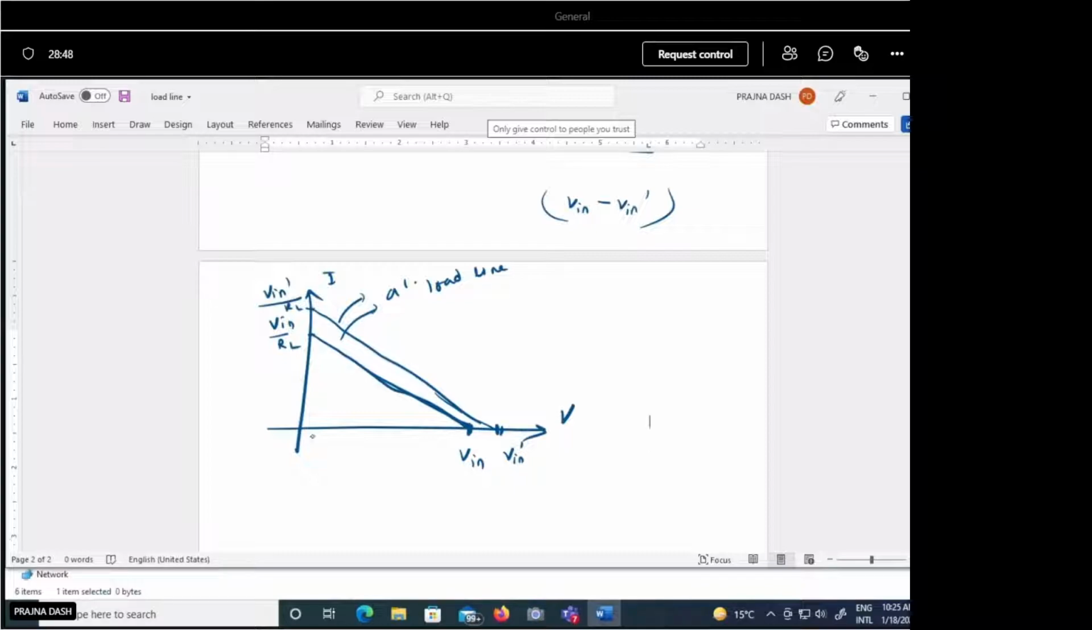And if you join the characteristics, suppose this is the DC characteristics or static characteristics of the diode. At the cross section we are getting two operating points. Let's say this point is A, another point is A dash. So for getting the dynamic characteristics, what can we do? Let us join these values.